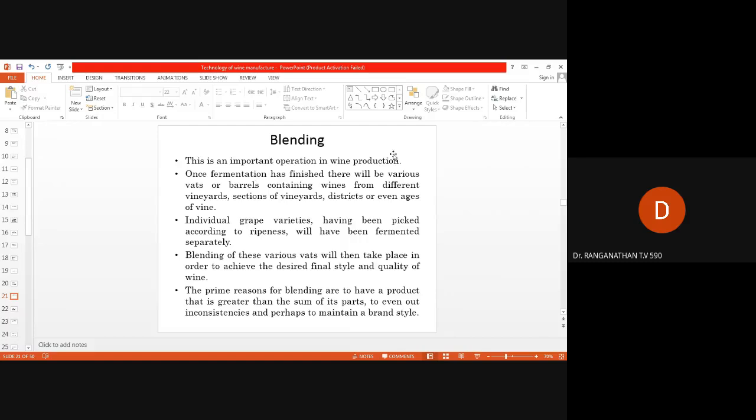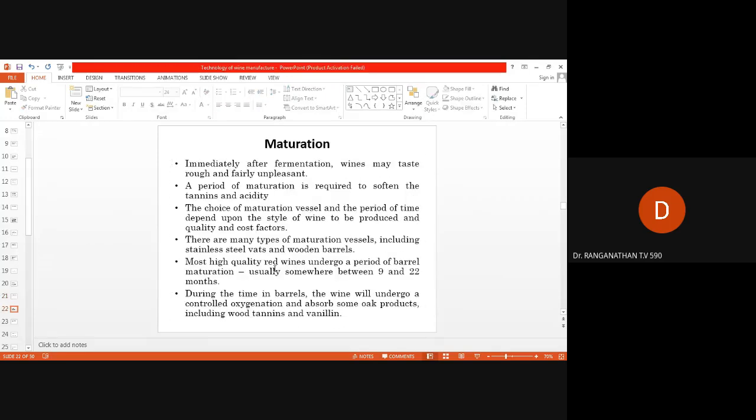Okay, fine. The blending is to have a product that is greater than the sum of its parts. What do you mean by that? One might have a higher alcohol content, another will have a better sugar content, the third one a better flavor, and the fourth one has the color. So mixing all these things, I get a final product which has good color, flavor, tartness, or lesser of it. The taste also has the alcohol content.